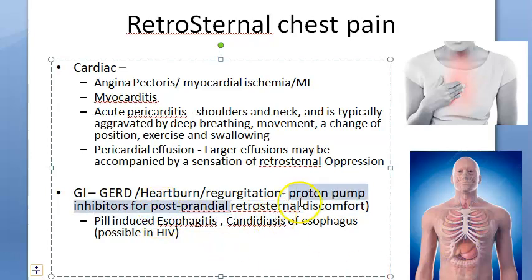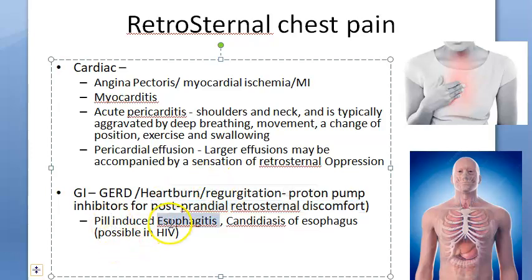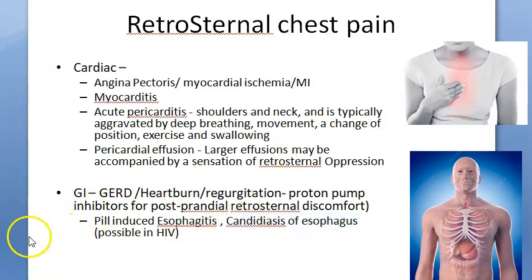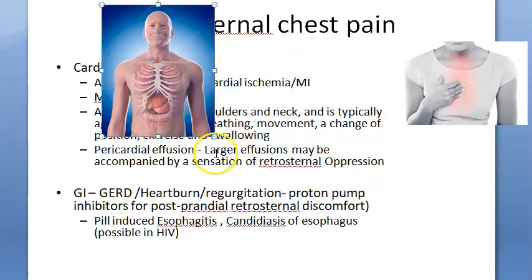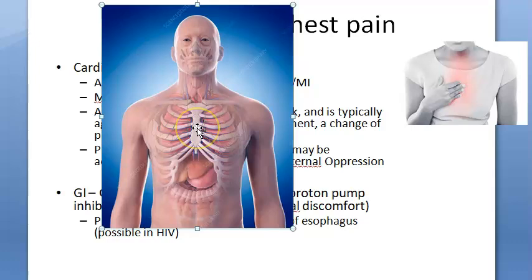This will cause postprandial retrosternal discomfort, that is retrosternal discomfort after eating food. There can also be esophagitis, which can cause this retrosternal chest pain. If there is candidiasis of the esophagus, it can also happen in HIV patients. If there is some recent onset retrosternal pain, it could be candidiasis of the esophagus, especially in an HIV patient. We have completed two main things. Now look at this guy. When you look at what is behind the sternum, you will be able to tell everything. Whatever is there behind the sternum can cause this retrosternal pain.